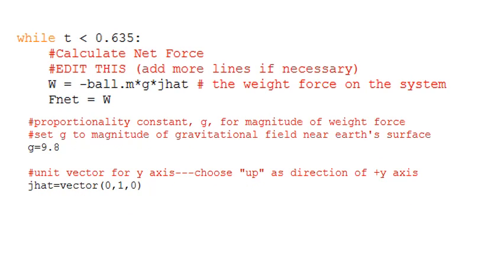Then, to calculate position and velocity while time is less than 0.635 seconds, according to Newton's second law, knowing that Fnet does not equal 0, I set Fnet equal to the weight force, negative mass times g, 9.8, times j hat, in vector form. Then I set ball.pos equal to ball.pos plus ball.vel times delta t, and ball.vel equals ball.vel plus Fnet over m times delta t, both according to Newton's second law.